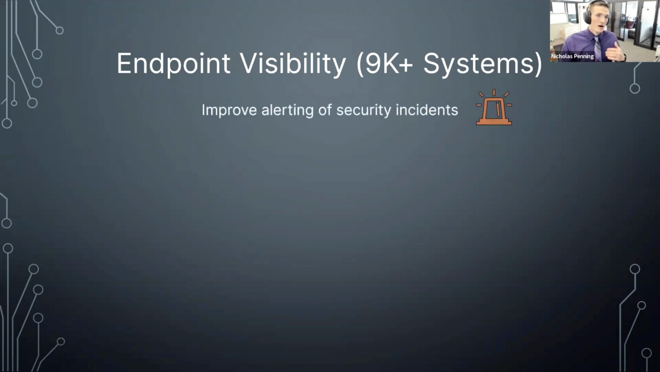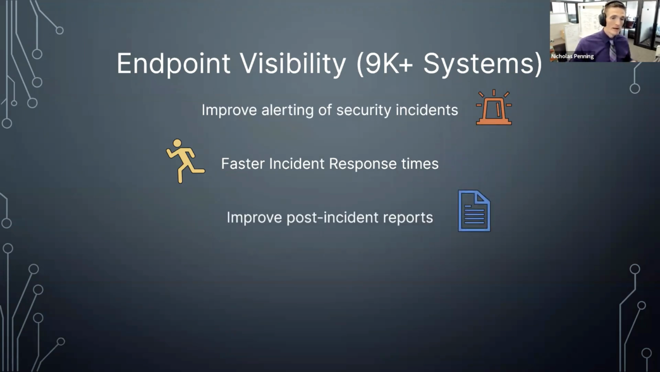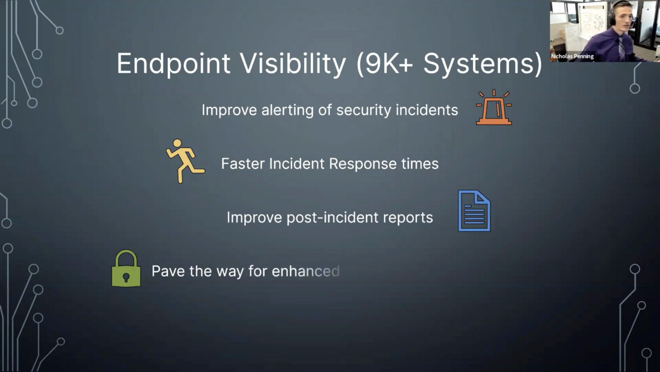So I'm going to roll through these things. We want to improve alerting for security incidents, and we want quick incident response times. We want better reports. So after the fact, after something has happened, can we go back in time to see what had occurred? We want to be able to see what in our infrastructure we need to improve upon. And a good example of this is AppLocker.